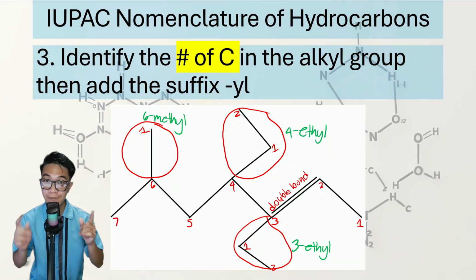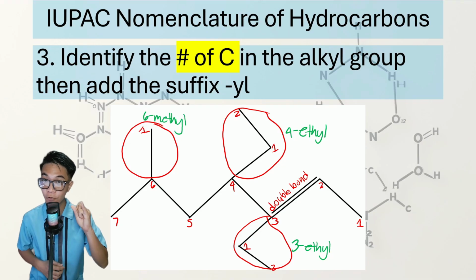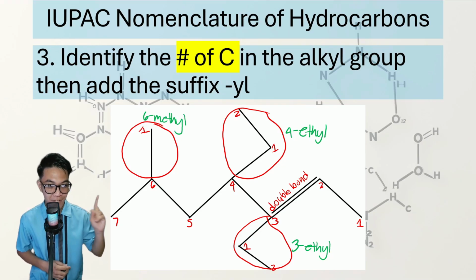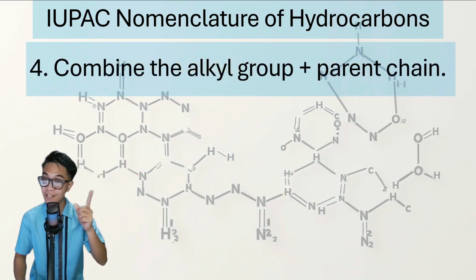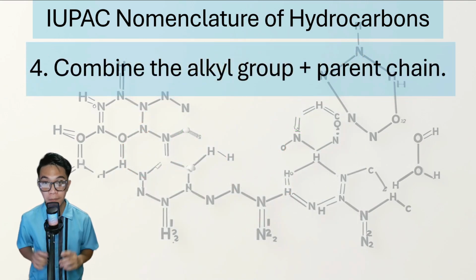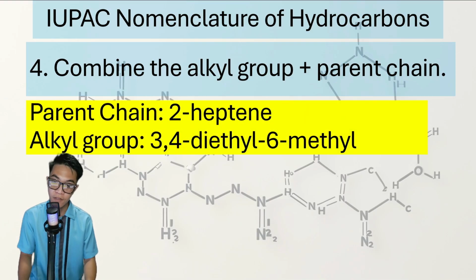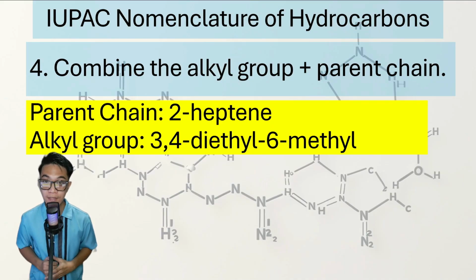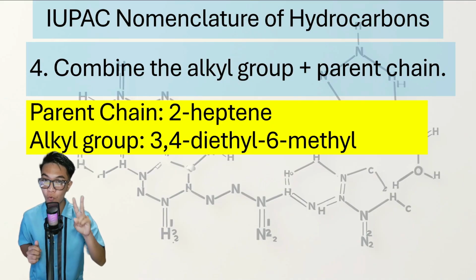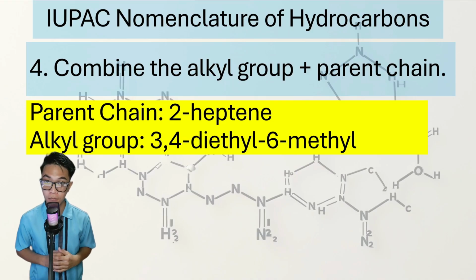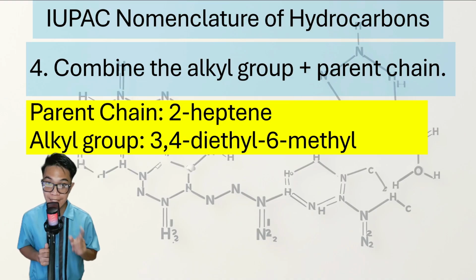Now that we have all the names that we need for this hydrocarbon, the alkyl groups and the parent chain, it's time for us to give this a name. Let's proceed to the next step, which is to combine the alkyl group plus the parent chain equals the hydrocarbon name. These are the variables that we have. The parent chain is named 2-heptene, and the alkyl groups, take note, we have 2 ethyl groups on the 3rd and 4th carbon, so we just simply combine them in the same sentence. That will be 3,4, and then dash diethyl. We use the prefix di to represent 2 ethyl groups present.